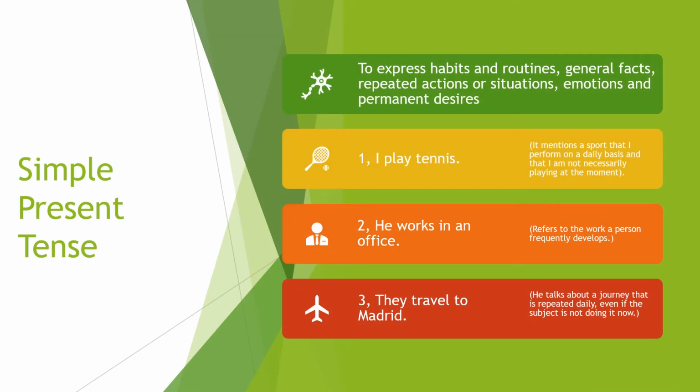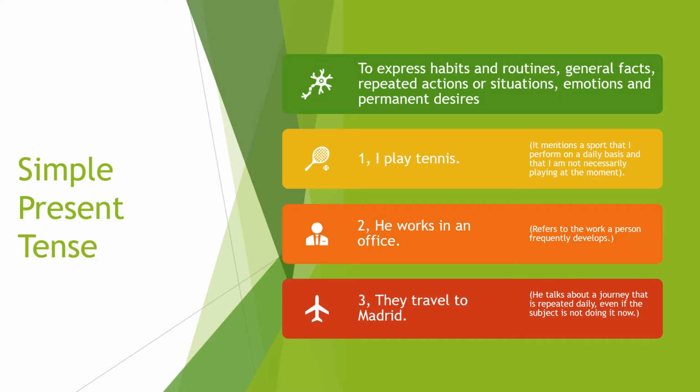When we are talking about present tense, as you can see, we can use it to express habits, routines, general facts, repeated actions or situations, emotions, and permanent desires. Let's say, for example, I play tennis. It mentions a sport that I perform on a daily basis, and that I'm not necessarily playing at the very moment that I'm saying it.